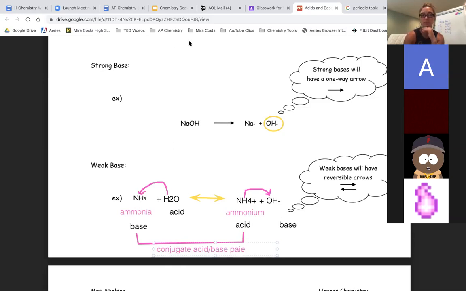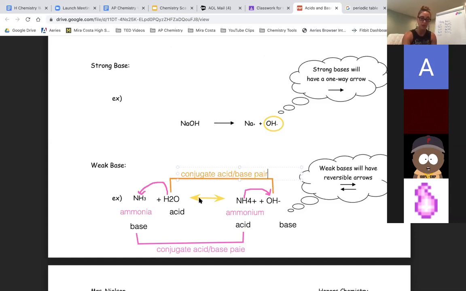For water, it starts as H2O, and after it donates its hydrogen, it becomes hydroxide ion. So after the water donates its hydrogen and becomes hydroxide, that's a conjugate acid-base pair right there. And after the hydroxide accepts the hydrogen, it turns back into water. So you might come across that. But again, weak bases are reversible, just like weak acids are reversible.